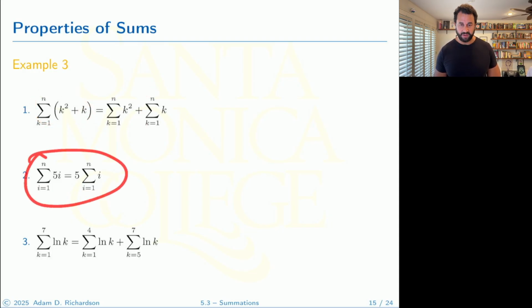Here's an easy example of the distributive property in a more general form. If we wanted to add up the terms 5i, well, we could pull out the 5 to the front and just add up the terms i and then multiply the result by 5.